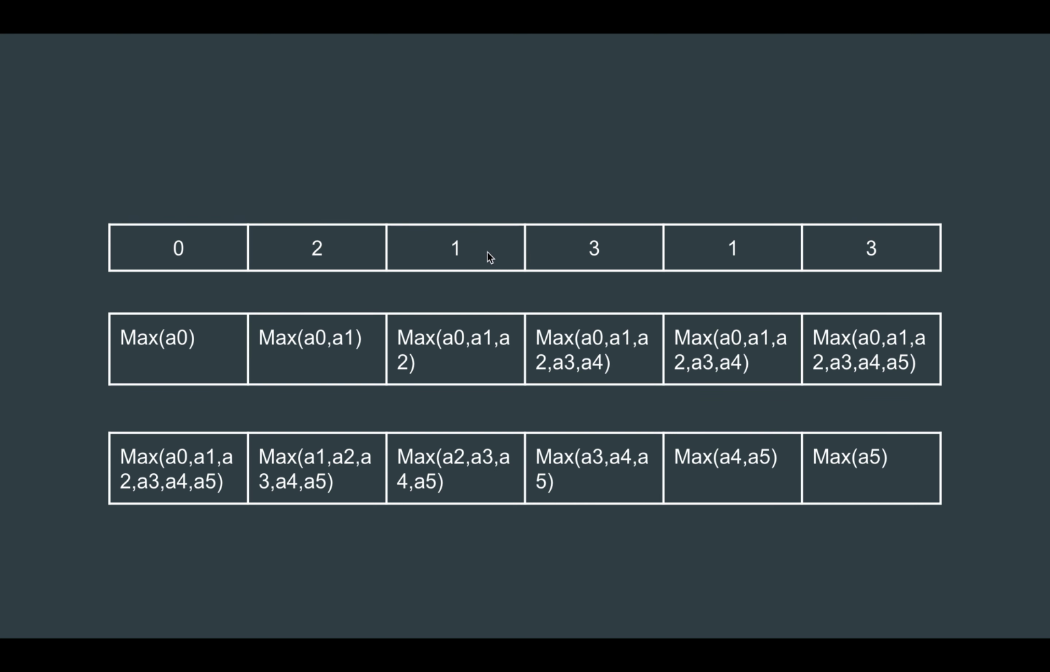The max left at index 1 is 2, and the max right is 3. The minimum of both is 2, and subtracting 1 from 2 gives 1. So you can hold 1 unit of water at index 1, and if you go on, you can hold 2 units of water at index 5, and the total amount of water would be 2 plus 1, 3 units of water. So we'll go back to Leetcode and solve this problem.